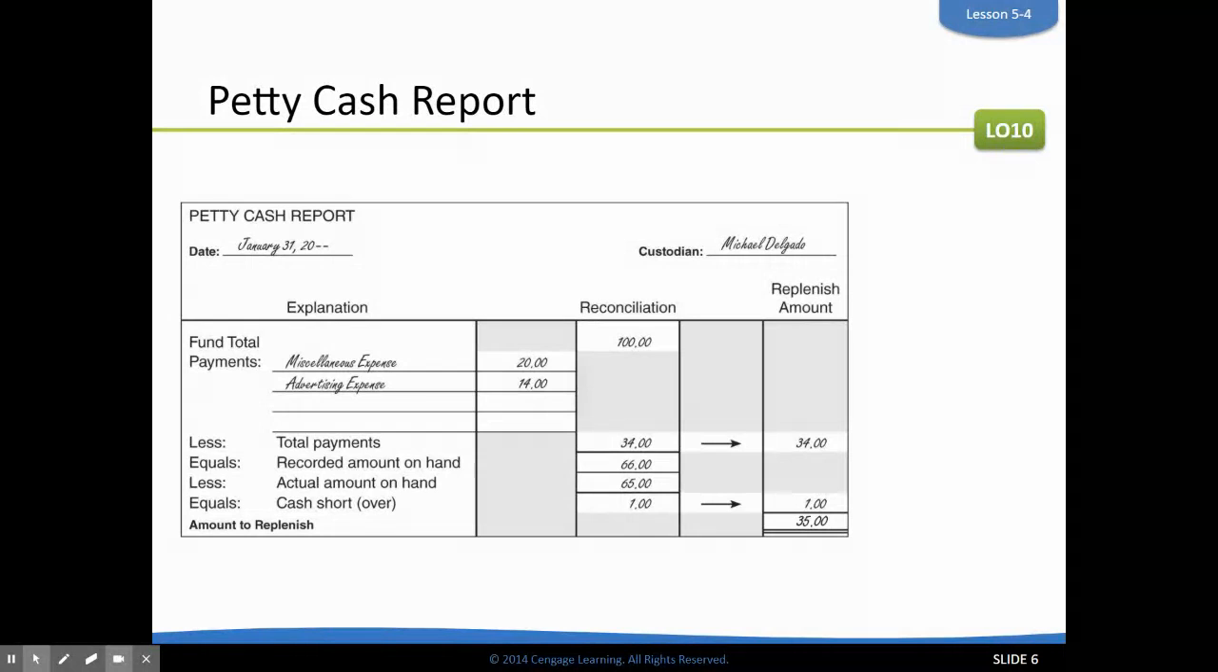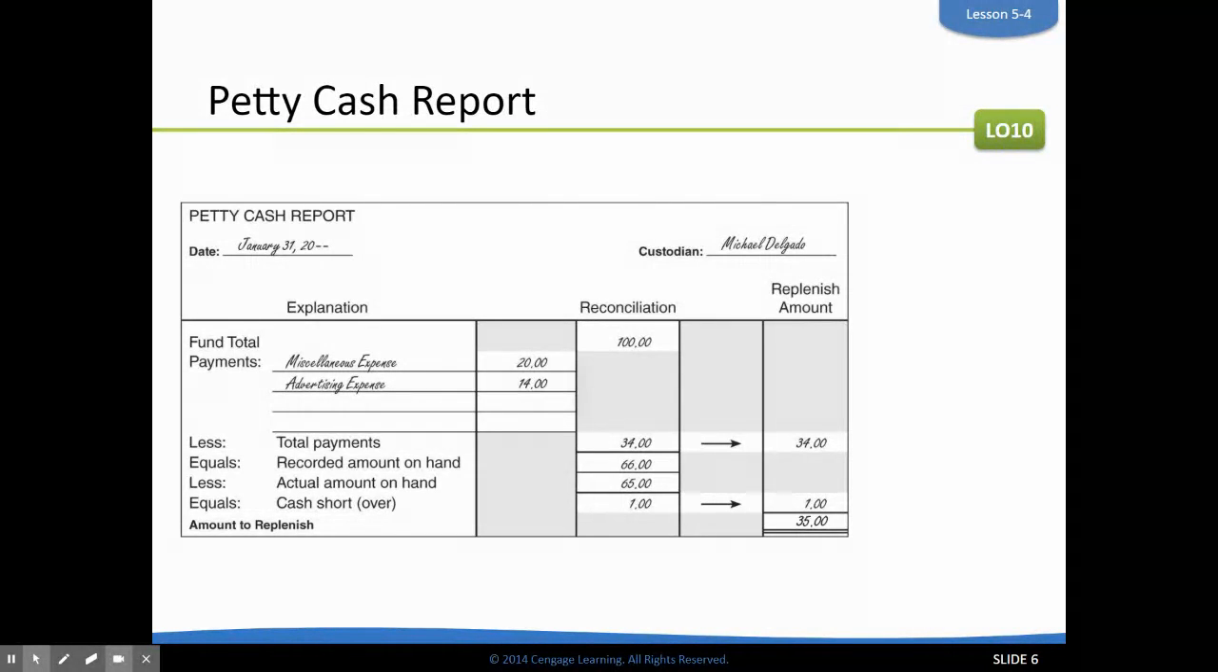So this is what a petty cash report looks like. You put the date, you put the name of the custodian, and if you're doing it, this is your name. And then we're going to put all of what we paid. So we're going to start with the $100 we put in, and we're going to put everything we paid for. So miscellaneous expense, advertising expense, postage expense, add them up, and the total payments are $34. So we're going to put it over for $34.